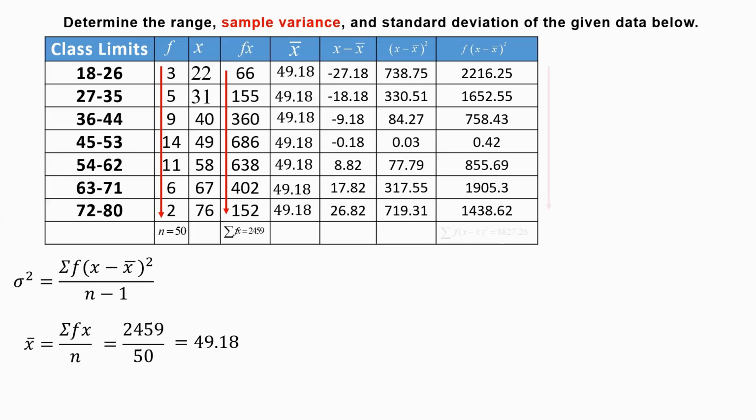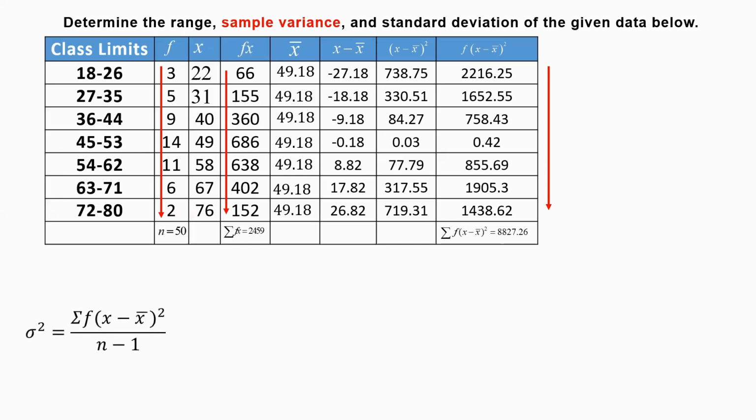So now let us get the sum of these values. Okay, so 2,216.25 plus 1,652.55 plus 758.43 and so on, that is equal to 8,827.26.